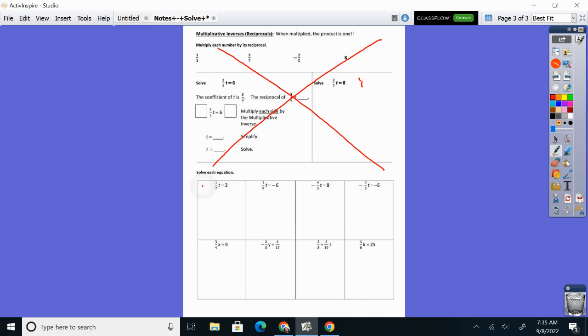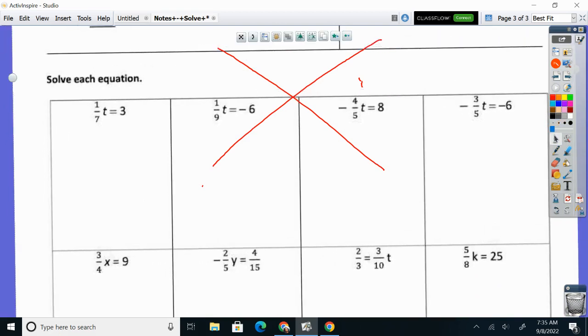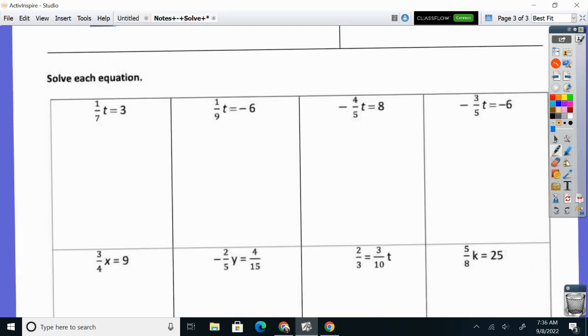Looking at this first one, you're going to have 1/7t equals 3. So this 1/7 is saying 1/7 times t equals 3. The opposite or the inverse of multiplication is division. So I'm going to divide by 1/7 on both sides. These 1/7s are going to cancel, so I'm going to be left with t equals.